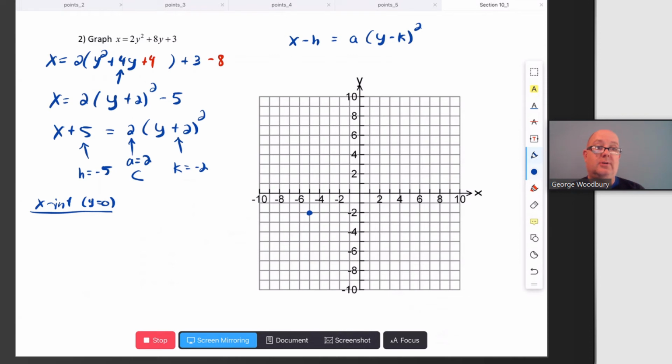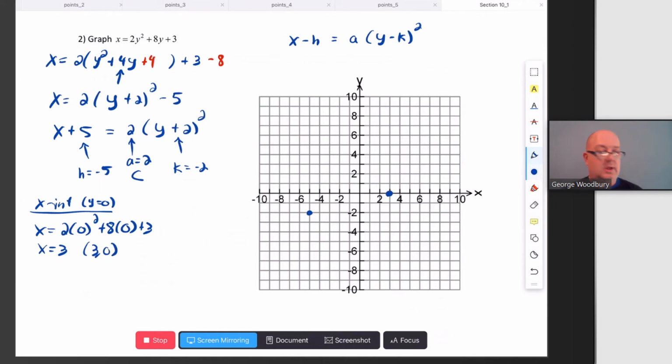I can plug into the one that I just found, but I could also go way back to the top, right? And do x equals 2 times 0 squared plus 8 times 0 plus 3. X equals 3. So the x-intercept is at 3, 0.